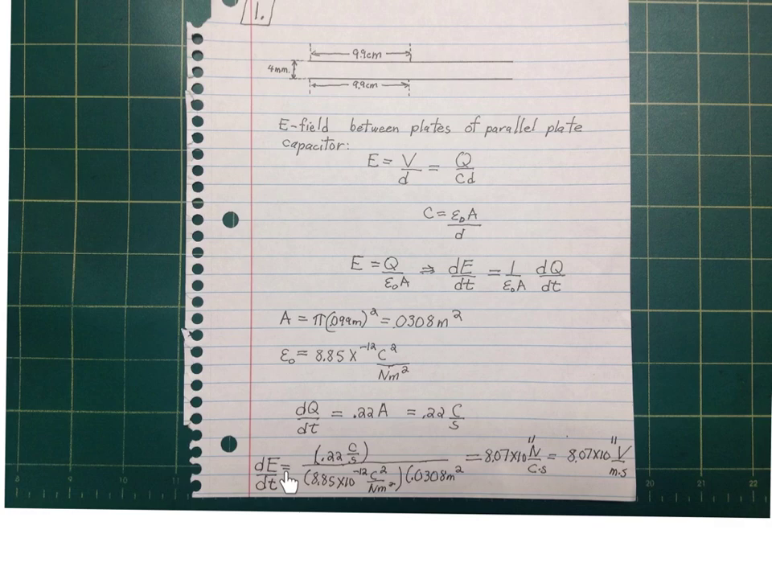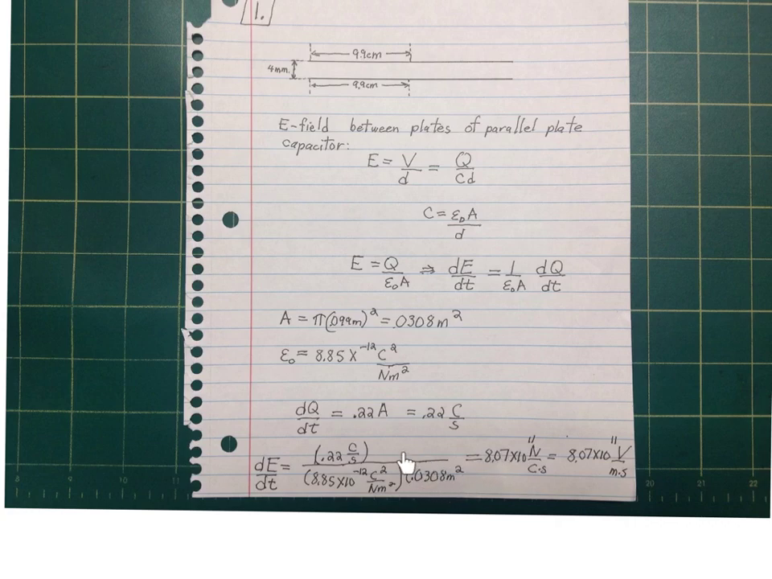I then can put all these values in, and from that calculate the rate at which the electric field between the plates is changing. It will be the current of 0.22 coulombs per second, which is another way of expressing the ampere, over the permittivity of free space, which is 8.85 times 10 to the minus 12 coulombs squared per Newton meter squared, times the area of 0.0308 meters squared.